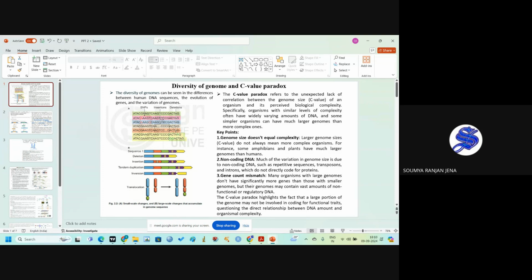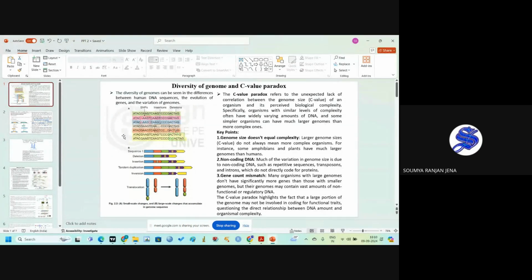Then if you go to the insertion, if we add one nucleotide, the same thing will happen. The gene sequence will be changed. If you go to the deletion, if you delete one nucleotide, the same frame shift happens.